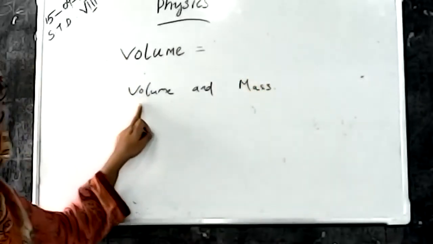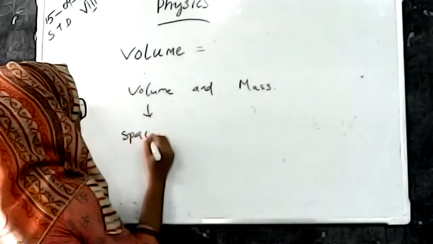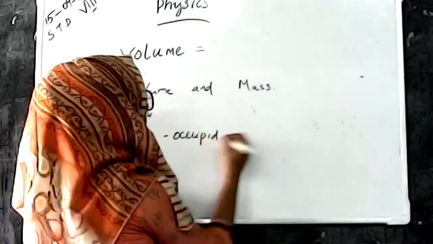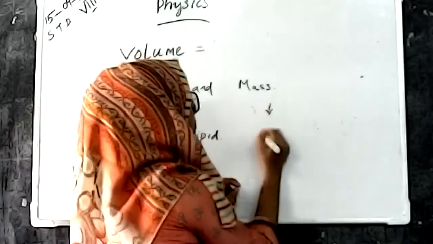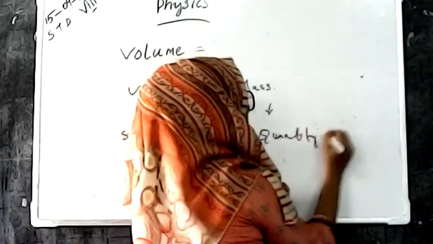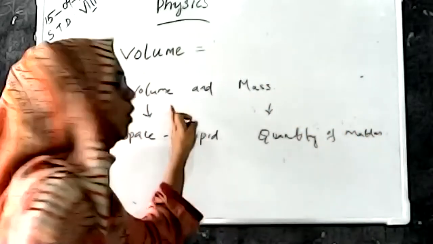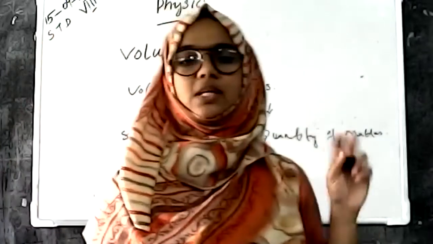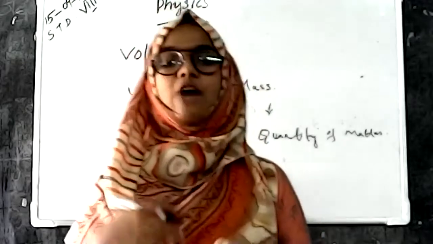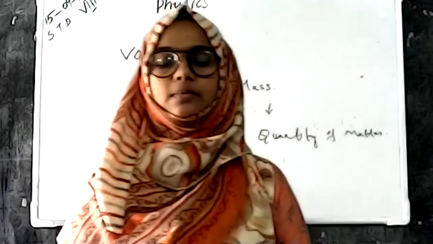Volume is the space for occupation and mass is the quantity of matter. So the volume and mass of substances are different. And from the volume and mass, we find the density of the substance, through a slide.